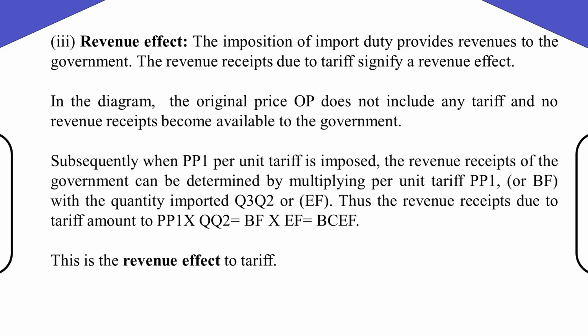Thus, the revenue receipts due to tariff amount to PP1 into Q3Q2, which equals BF into EF, or it is the area BCEF. This is the revenue effect of tariff. So, as a result of the imposition of per unit tariff, the government generates revenue. So, this is known as the revenue effect. The next effect is number 4, redistribution effect.